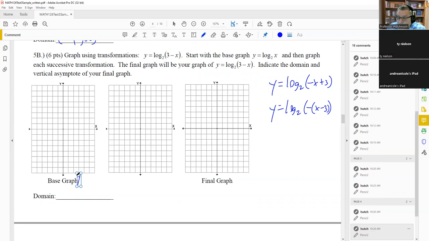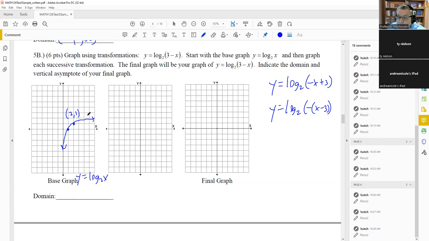This one we're going to do is log base 2 of x. So here it would be these key points. I have 1, 0 always. This point here is 2, 1. Remember that the base graphs here are, it's the base, b, 1. So 2, 1 we get for that. That's the one we're starting with here.